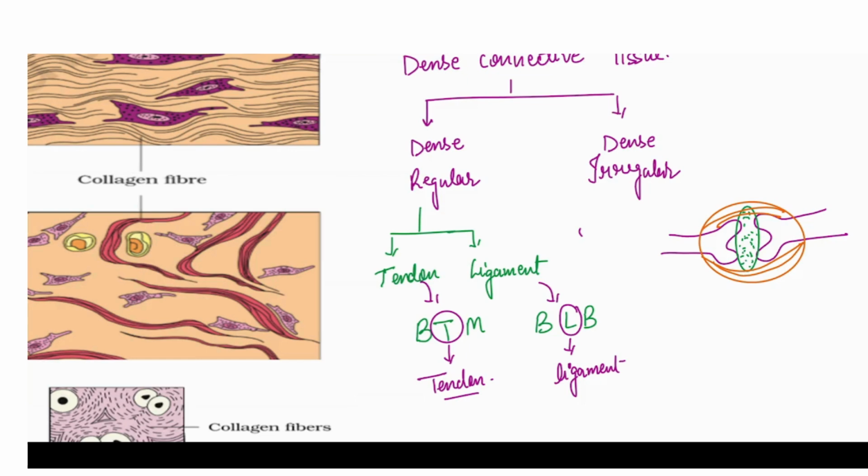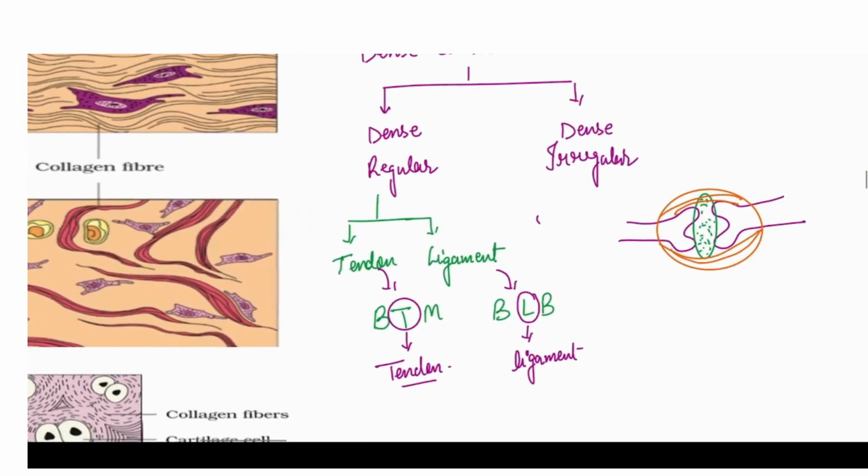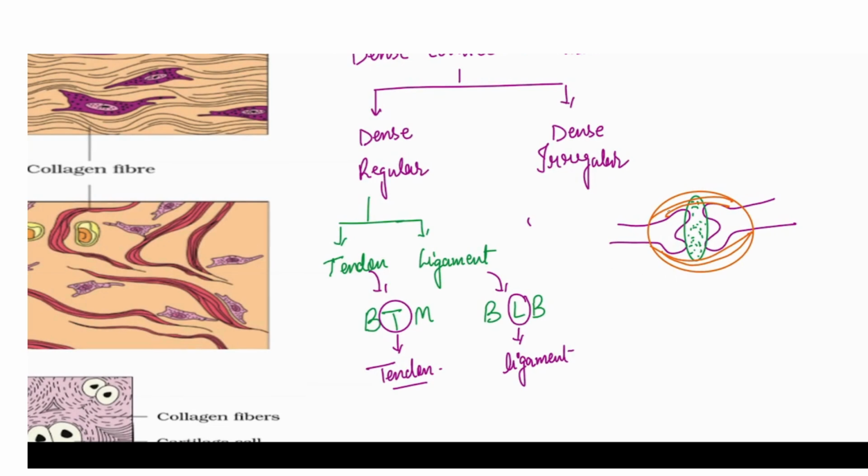Now let's see in the dense regular connective tissues. One more thing, if there would be the tendon, this orange one I have shown you in the form of a tendon. And what about the ligament? Ligament we have seen bone to bone. Sorry, I made a mistake, one bone to another bone, it would be the ligament.